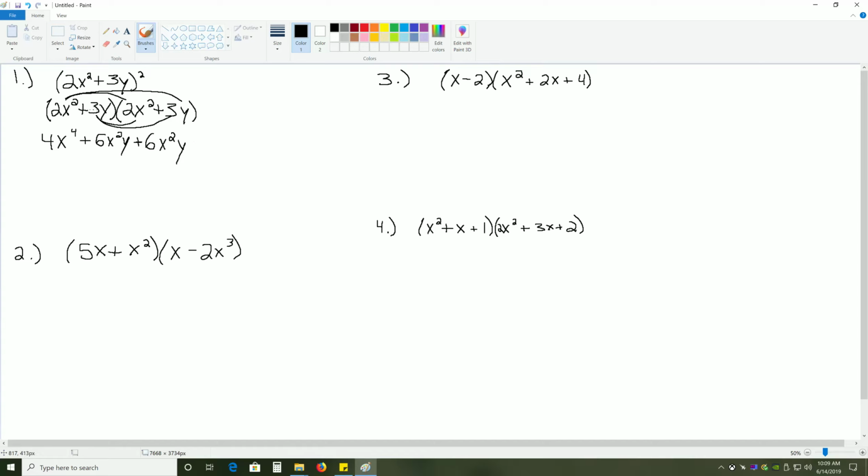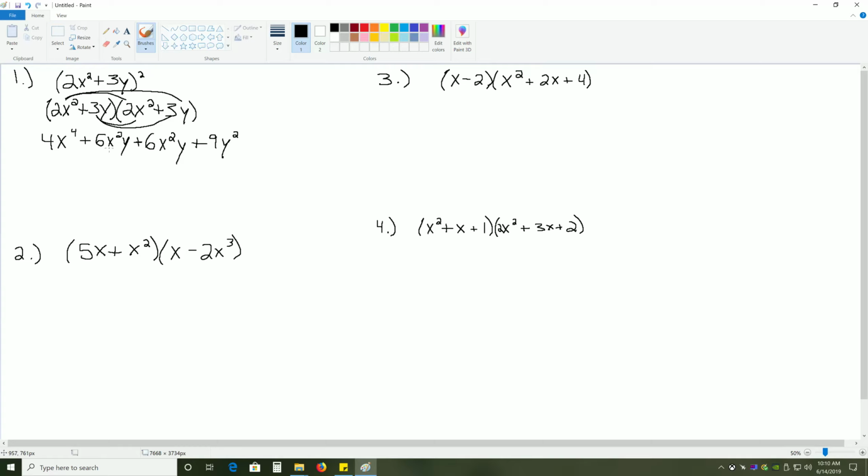And finally, 3y times 3y. So 3 times 3 gives us plus 9. And y times y is y squared. Again, you keep the base, which is y, and you add the exponents together. 1 plus 1 gives us 2.